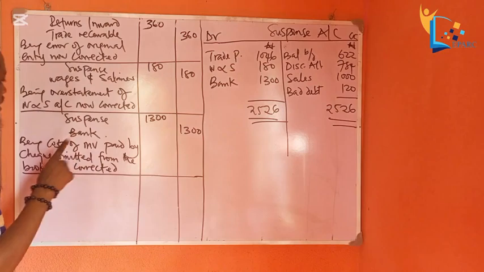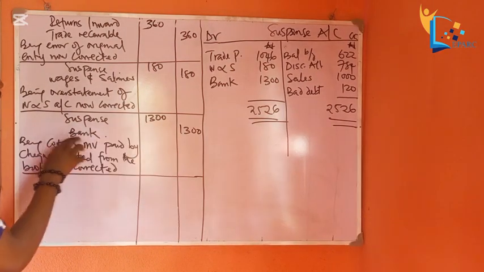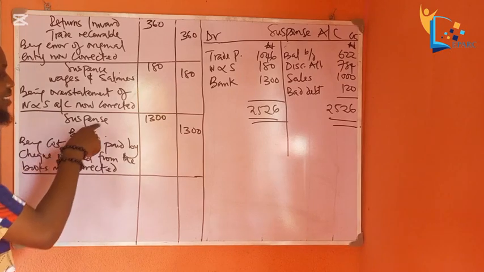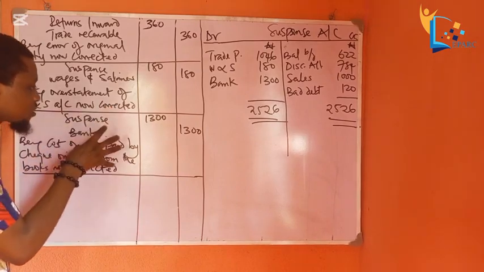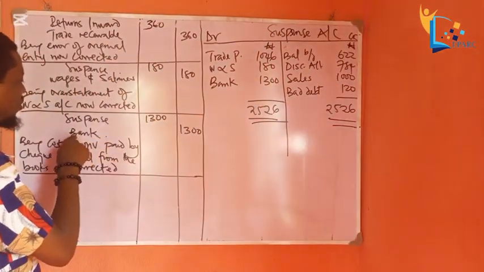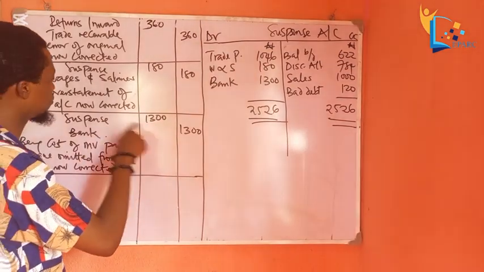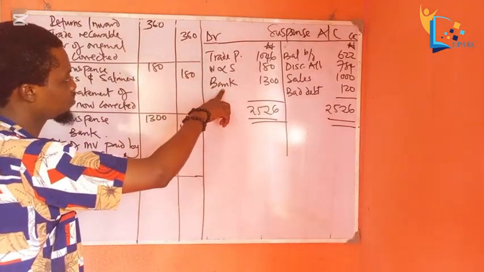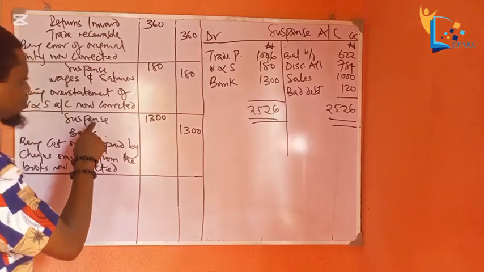Now, let me take this last one, for instance, this bank of 1,003. If you check, this error will definitely affect the trial balance. That is why it has suspense account. Because it has suspense account, you move it to suspense account. Now, if you check, suspense account is debited in the journal. Now, you see it here, bank, 1,003.